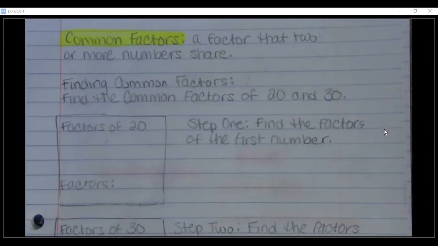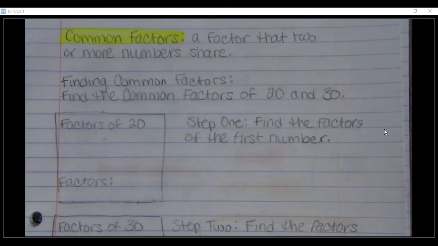Our next section is common factors. Oh, geez, factors are coming back again. Don't worry, we got this. Common factors are factors that 2 or more numbers share. Let's find the common factors of 20 and 30.